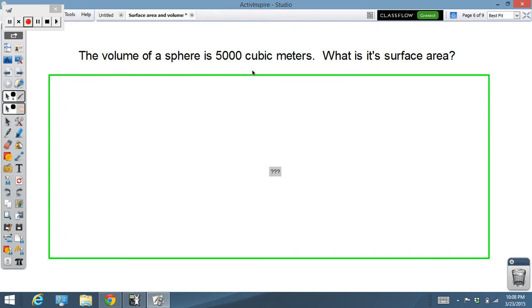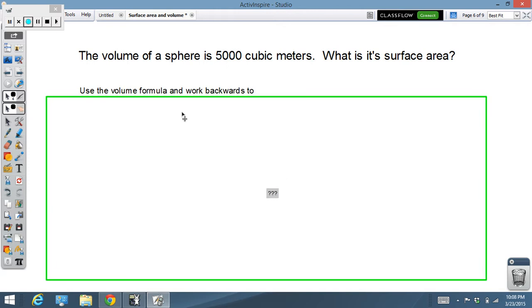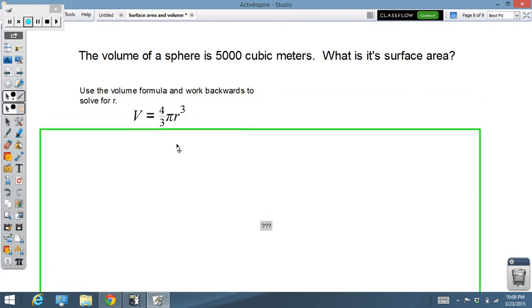A certain sphere has a volume of 5,000 cubic meters. What's its surface area? Okay, pause it. Here comes the answer. We, of course, are going to have to use the volume formula and work backwards because now we're given the volume. We need to find the radius so that we can use that to solve for the surface area.